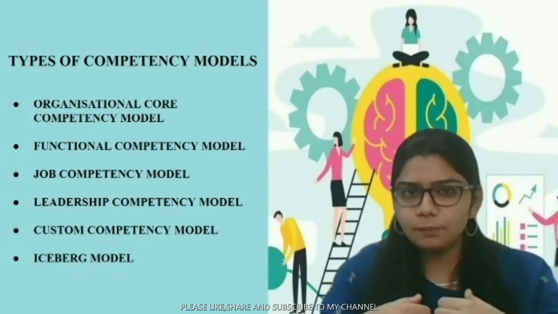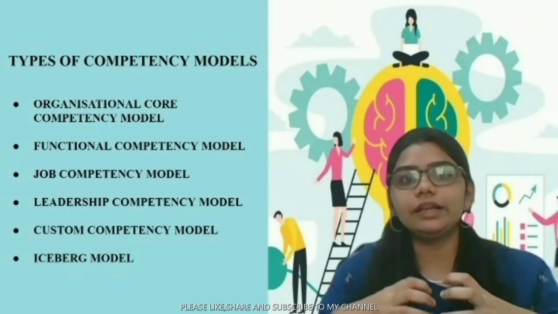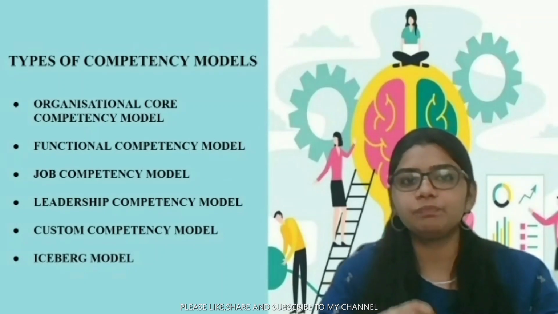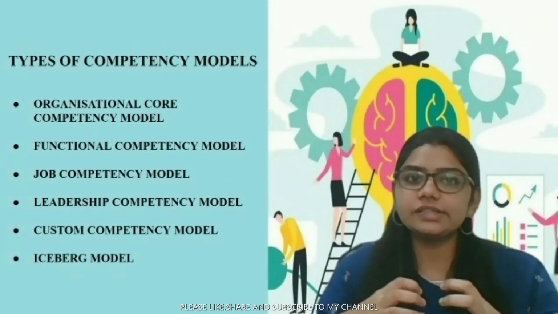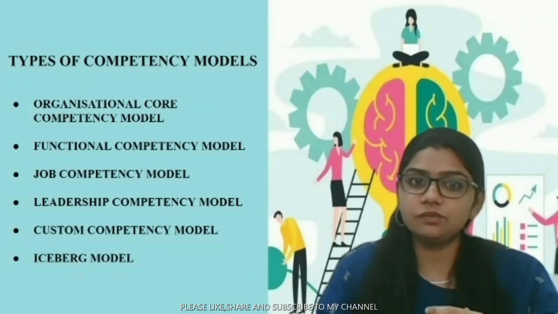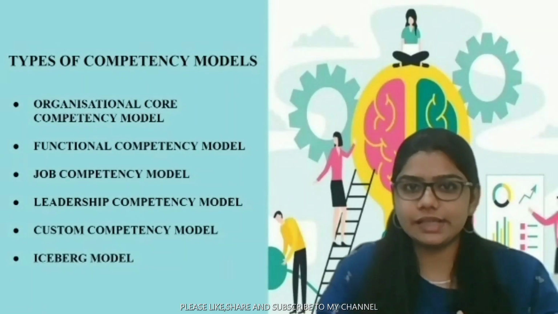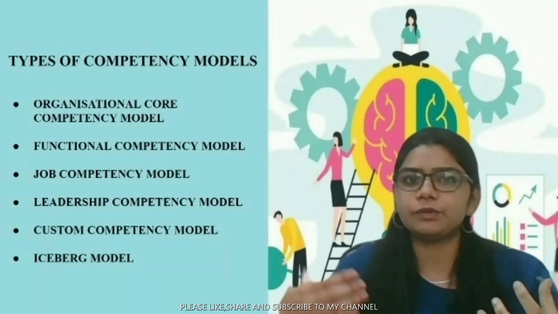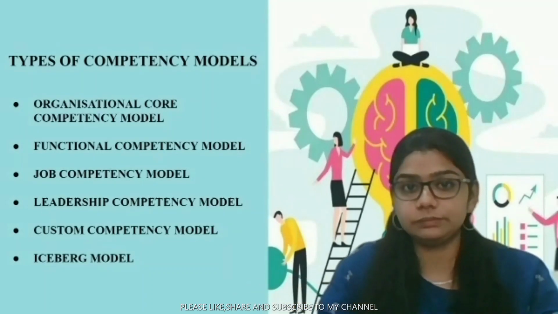Next is the job competency model. This model includes skill sets that are specifically needed within a job or a role. Job competencies of one person within a department may vary from another person within the same department. For example, the work of an L&D professional may vary from the person who looks after the payroll.